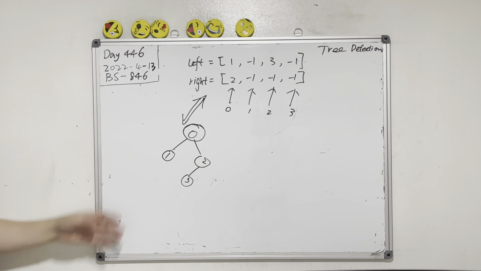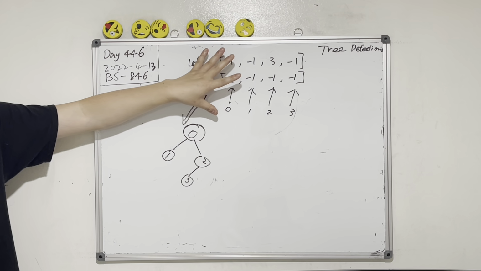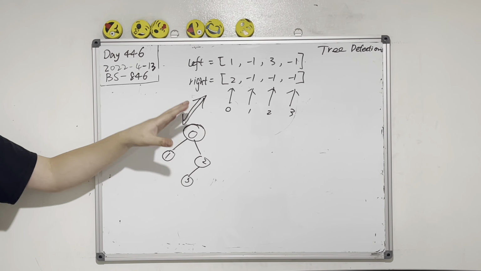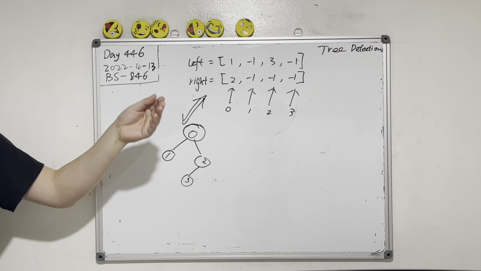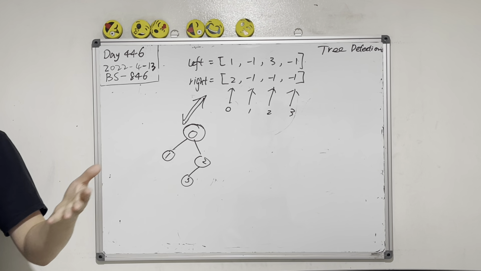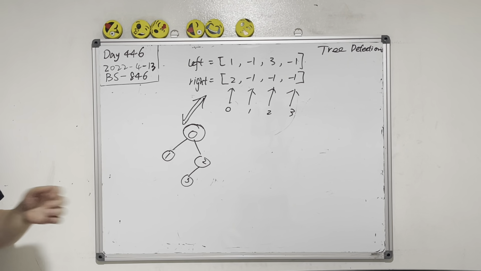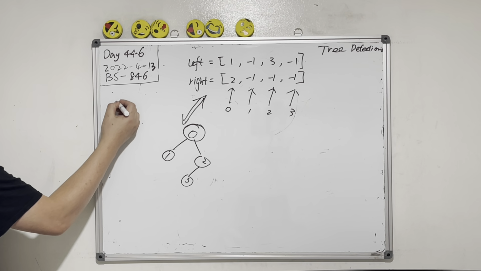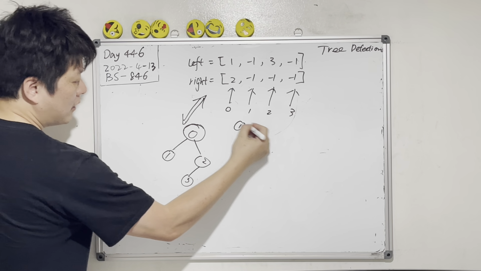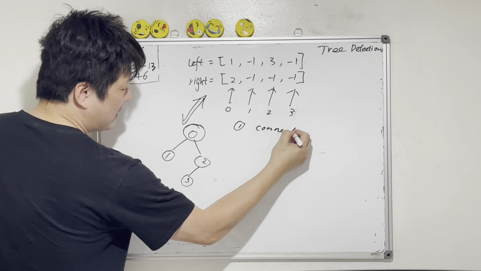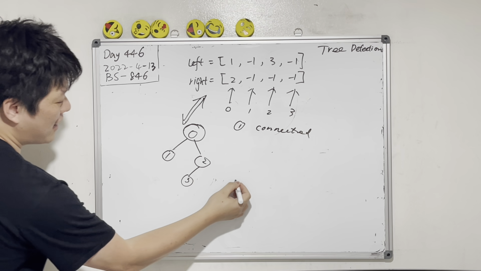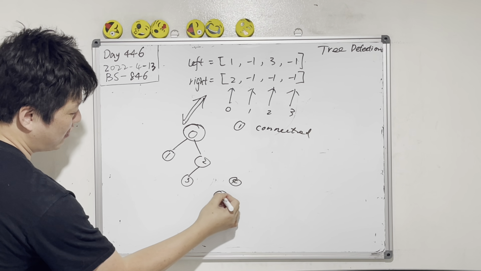So in order to be a tree, what kind of thing are we looking for? Anybody? It needs to be connected. Connected, okay, well done. Connected in one piece. You can't have another one here. That's not a tree.